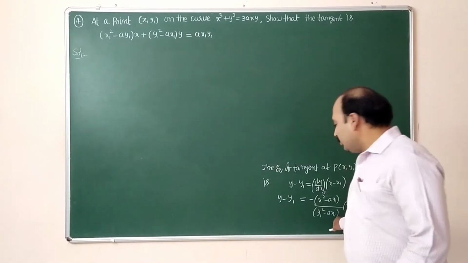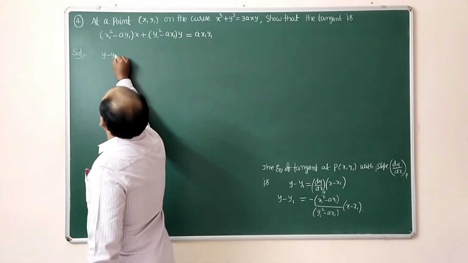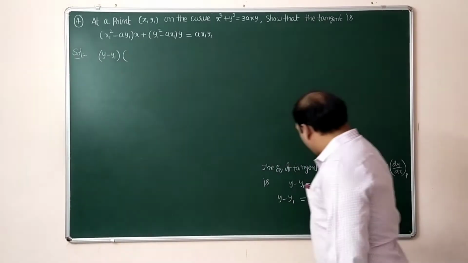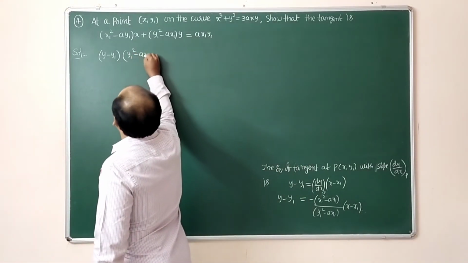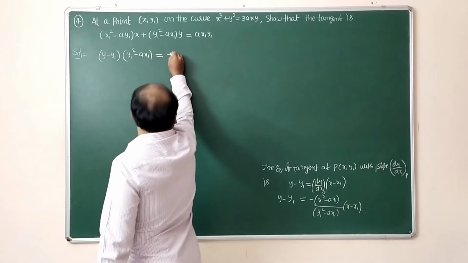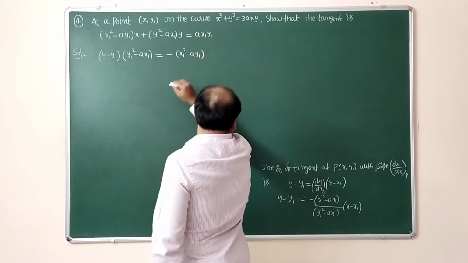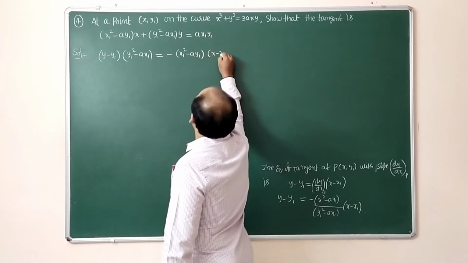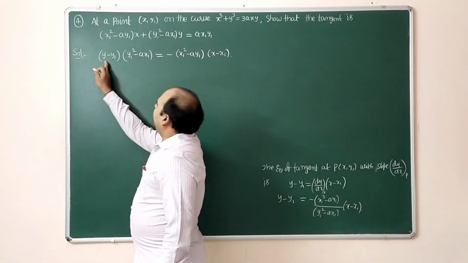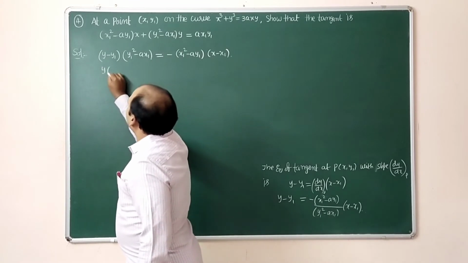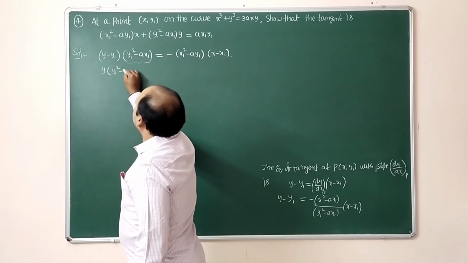Now from here continue, just cross multiply. y minus y1 into y1 square minus ax1 is equal to minus x1 square minus ay1 into x minus x1. So observe carefully here, y into this value. So y into this complete value I am taking, y1 square minus ax1.